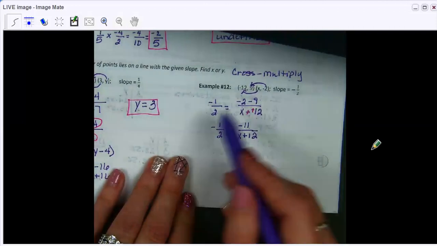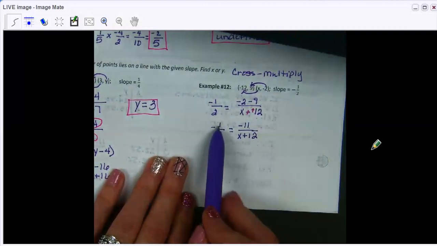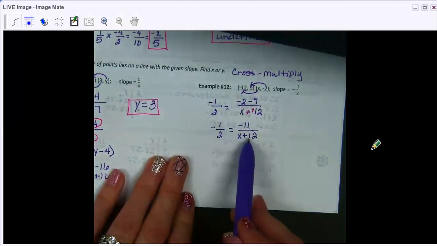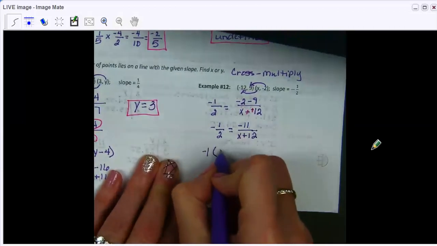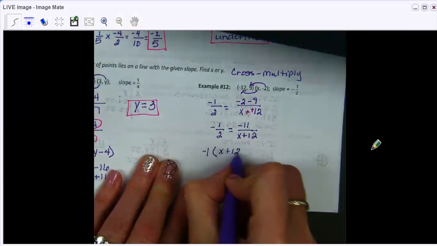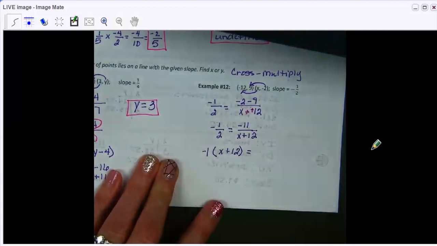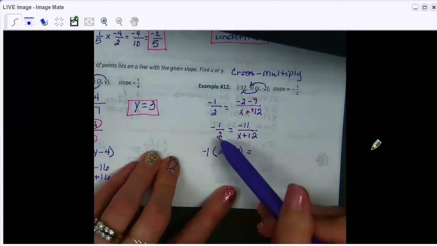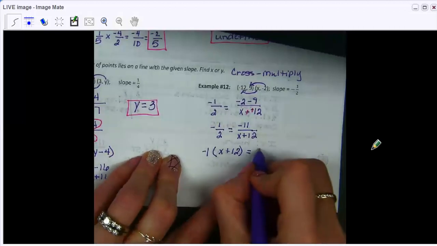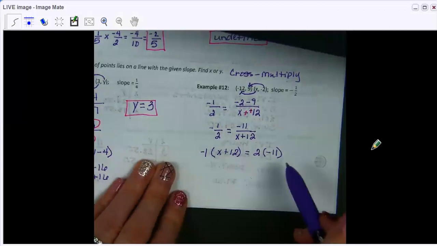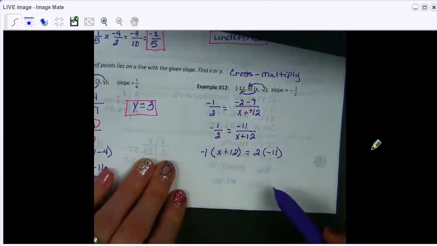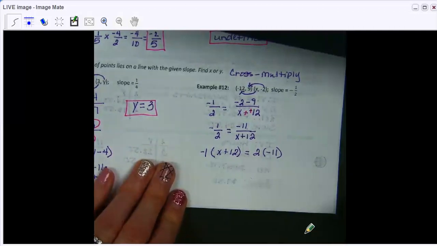Now what I'm going to do is cross multiply. So I'm going to cross multiply my negative 1 times my x plus 12, and that will look like this: negative 1 times x plus 12. Then I'm going to cross multiply my 2 and negative 11. So 2 times negative 11. And now I'm just going to simplify and solve for x. Okay. And I'm going to see if you can do that on your own.